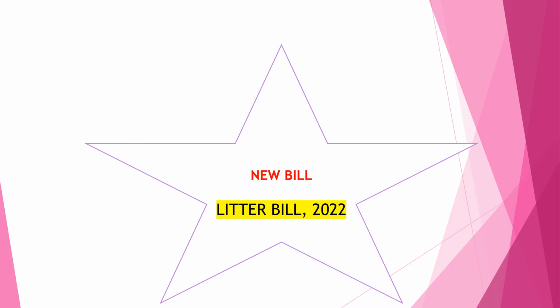If the bill is for a new law, then what would normally happen is you would see the bill being titled by the name of the bill, followed by the year in which the bill is being introduced into Parliament. So, for example, a new bill could be referred to as Litter Bill 2022.